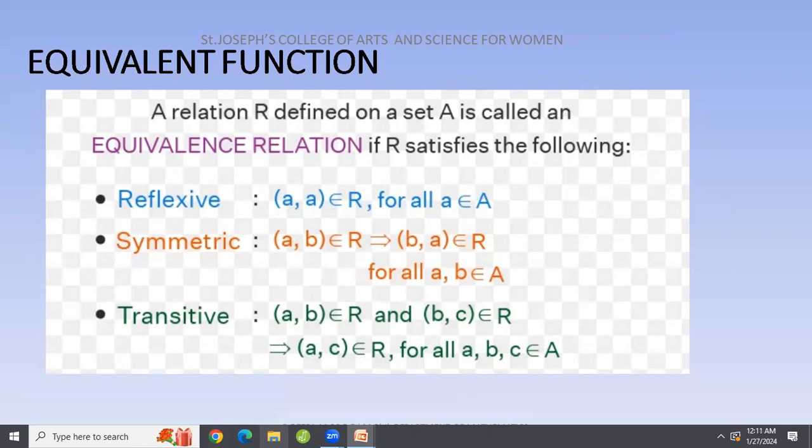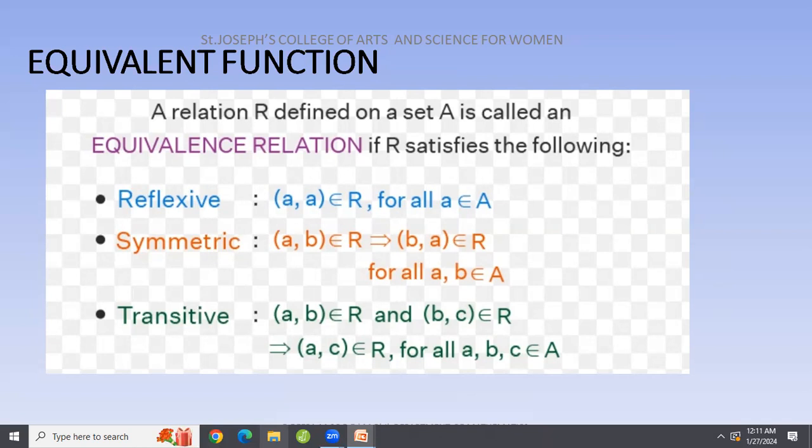Next one is equivalence relation. A relation R defined on a set A is called an equivalence relation if R satisfies the following three conditions. First one is reflexive, second one is symmetric, third one is transitive.